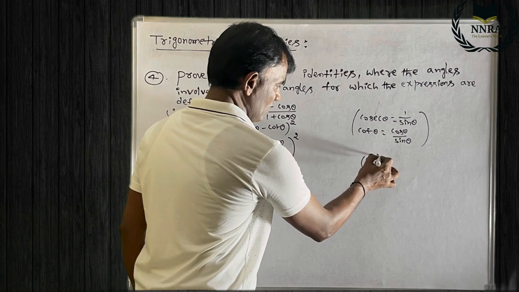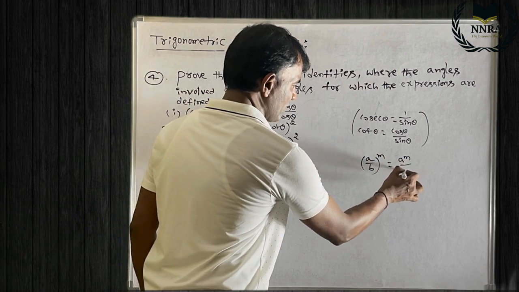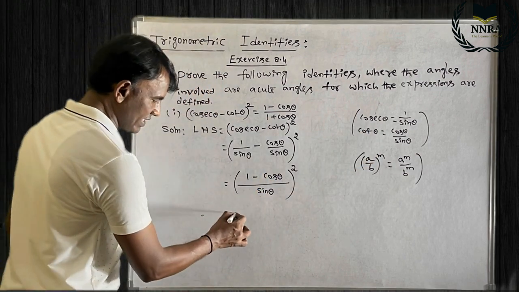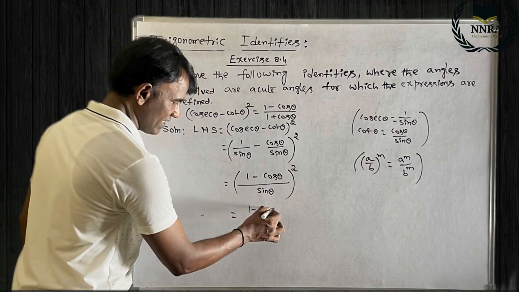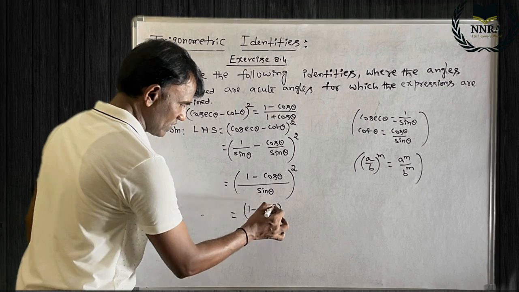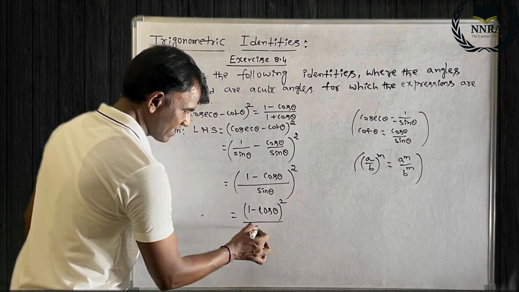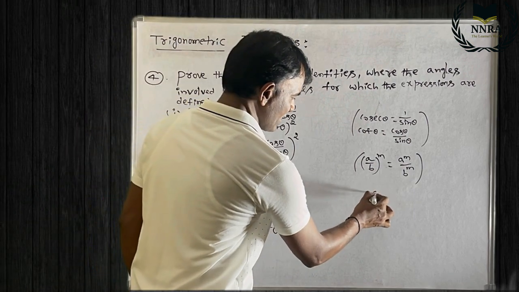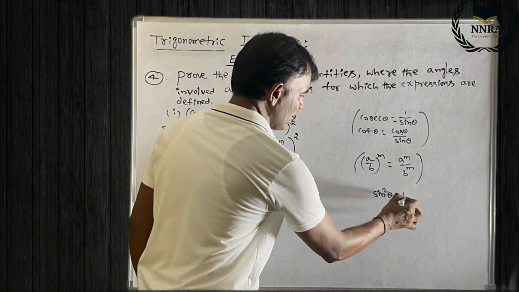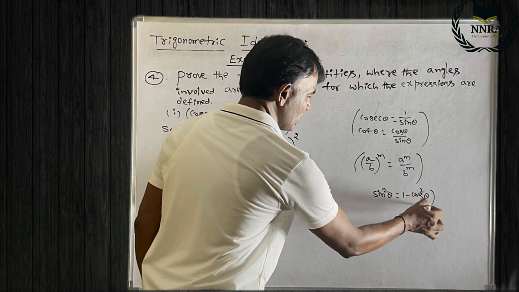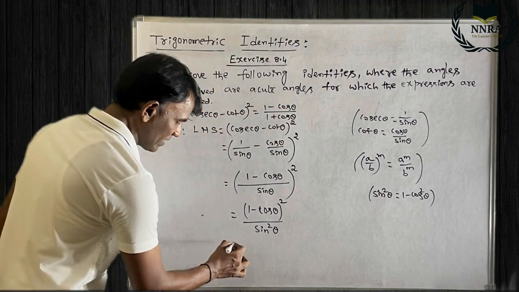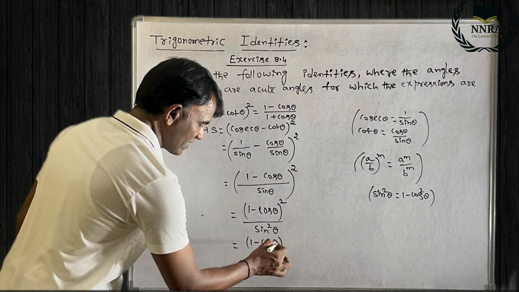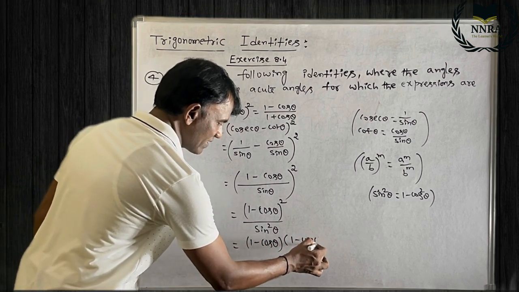(a/b)^m can be written as a^m divided by b^m. And by using that formula, how to write this? (1 - cos theta) whole power 2, and the denominator is sin square theta. And again sin square theta can be written as 1 - cos square theta. Now it is (1 - cos theta) whole square. Actually that can be written as (1 - cos theta) into (1 - cos theta).